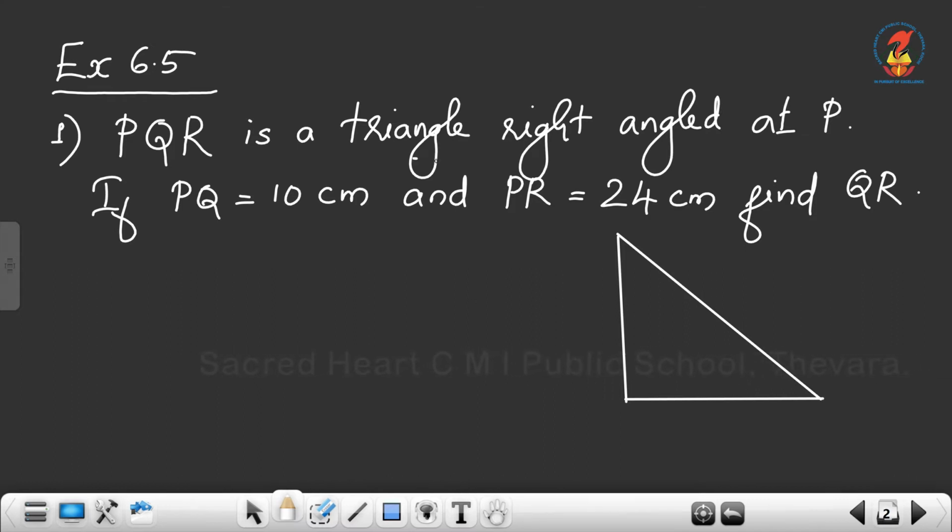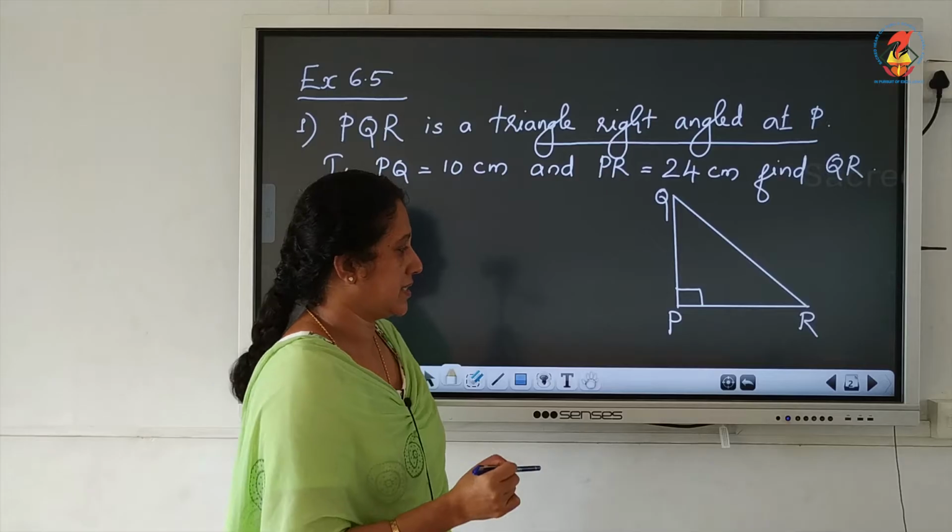PQR is a triangle right angled at P. So, angle P should be 90 degree. So, first you have to mark angle P because the given triangle is right angled at P. Measure of angle P is 90 degree. Now, we can give Q and R for the name of other two vertices.